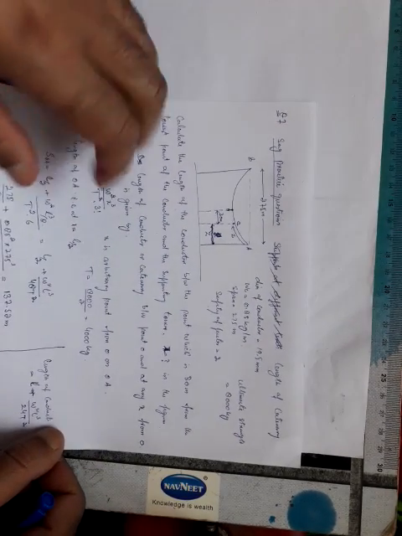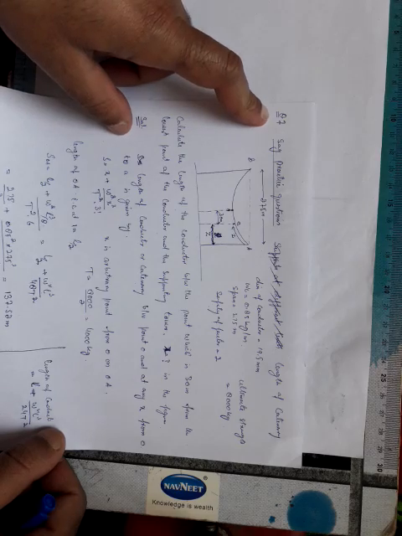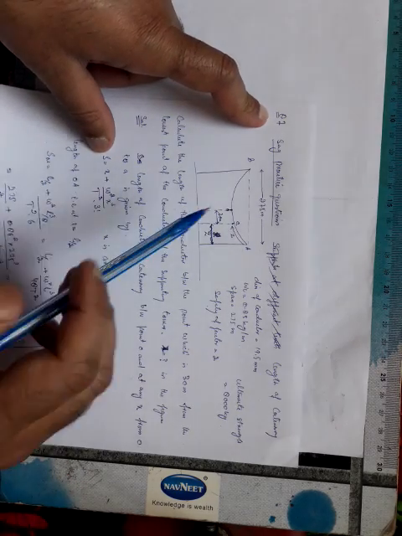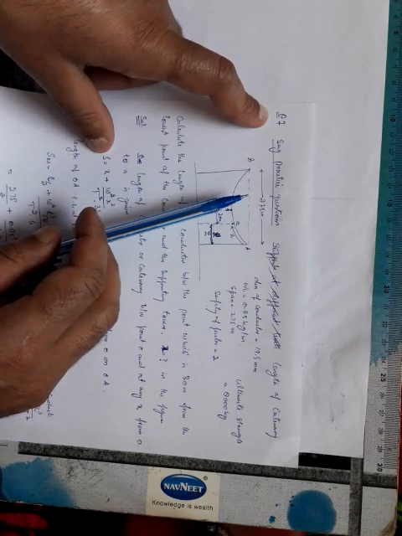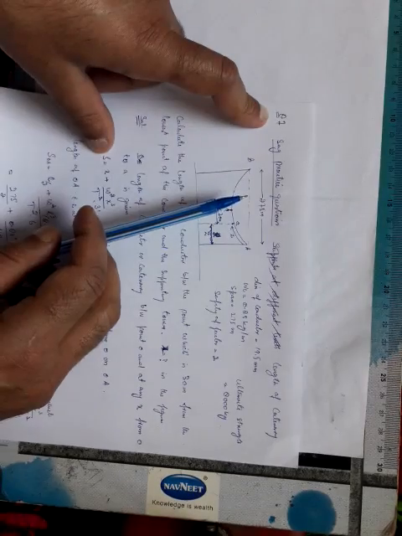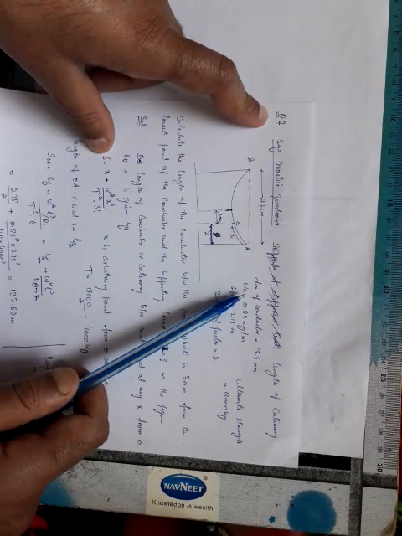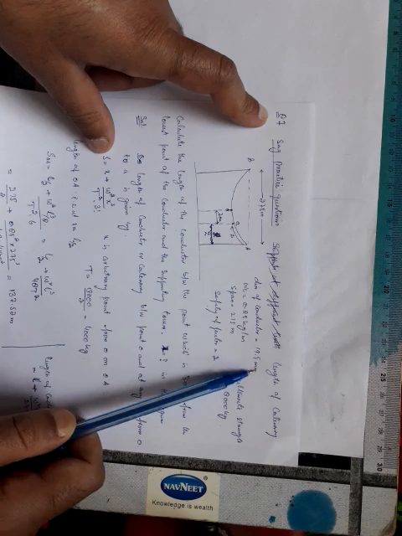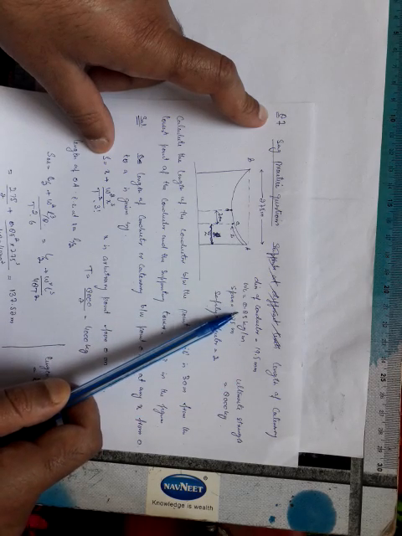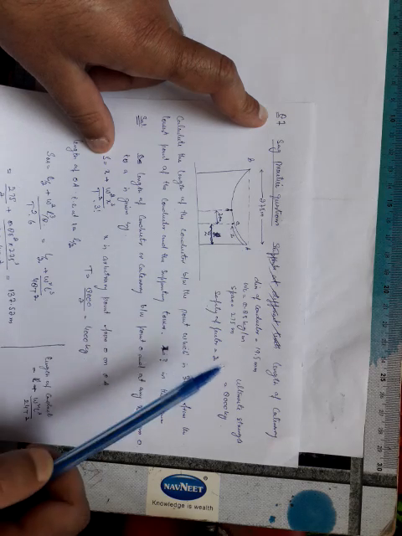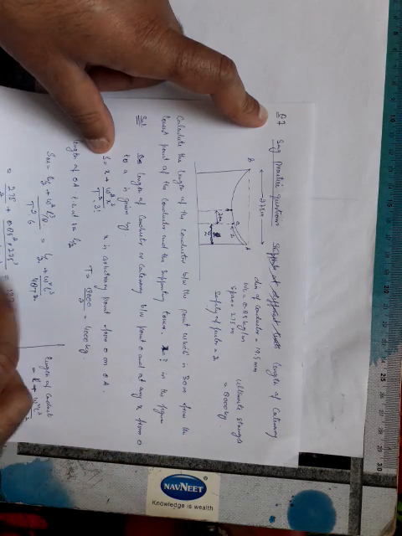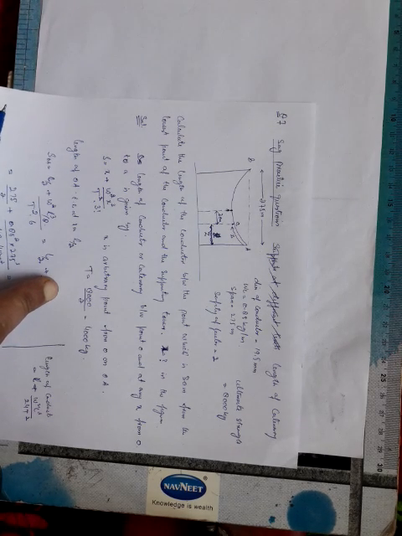Now the next question is from sag and tension, question number 7. In this case, the two supports are at equal height, and the span between the two supports is given to be 275 meters. The data is given like this. Diameter of the conductor is 19.5 mm. Weight of the conductor is 0.85 kg per meter. Span is 275 meters, and ultimate strength is given as 8000 kg. If you see, there is no safety factor given, so you can assume it to be 2 if it is not given in the question.